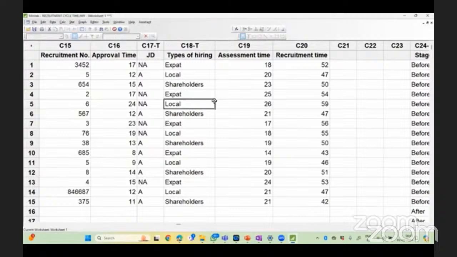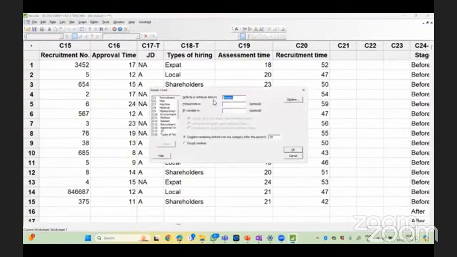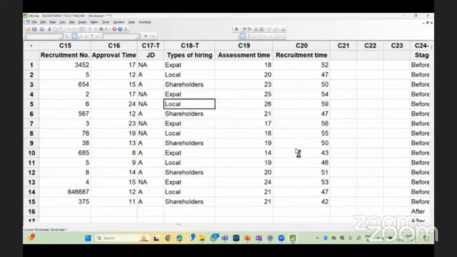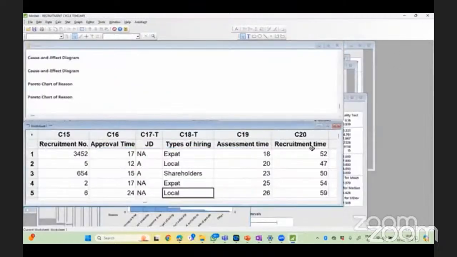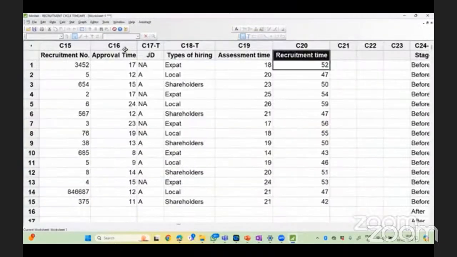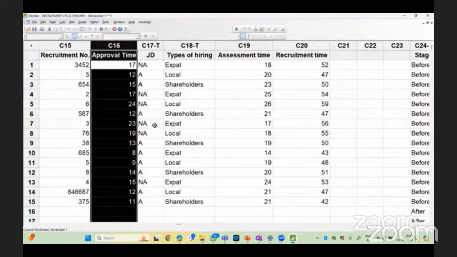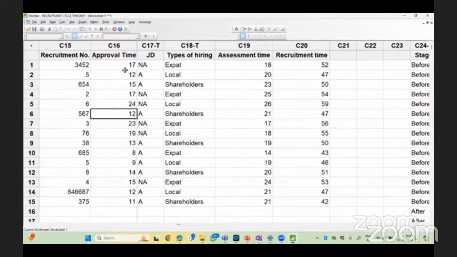The Pareto, I'm not believing it like a scientist. Assessment time? How did I get this? Maybe a person thought so, people voted. They may be wrong. So what I will do, I'll further validate. I'll collect the data. Okay, approval time is the possible suspect. Let us collect the data.